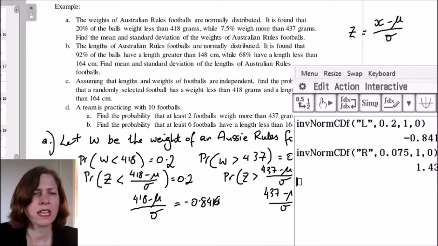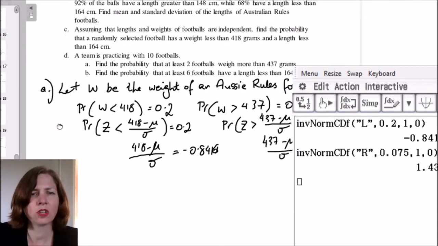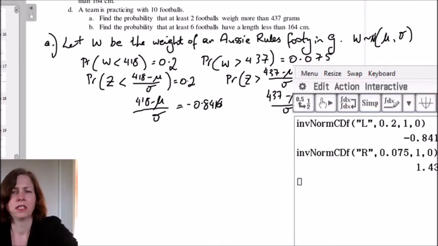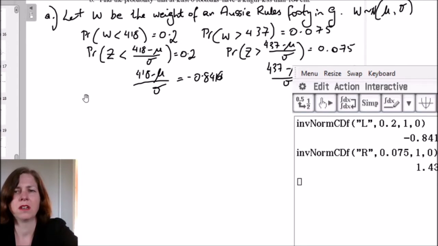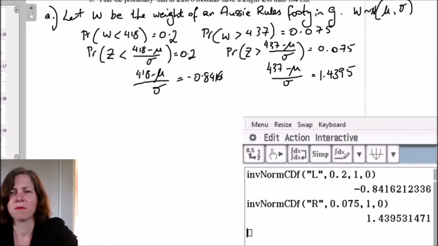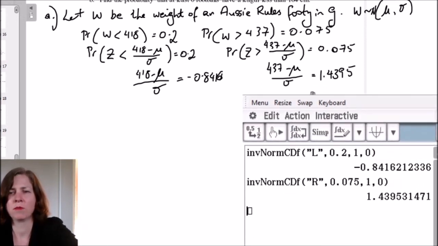1.4395. Now I'm running out of space here, so what I'm just going to do is shift everything up. We don't need to keep looking at the question because we know the question just asks for the mean and standard deviation. Can we see everything now? Not quite. A little bit higher. And maybe if I shift CAS down a little, that will help. Okay. Not too much because you need to see what I'm doing in my CAS.